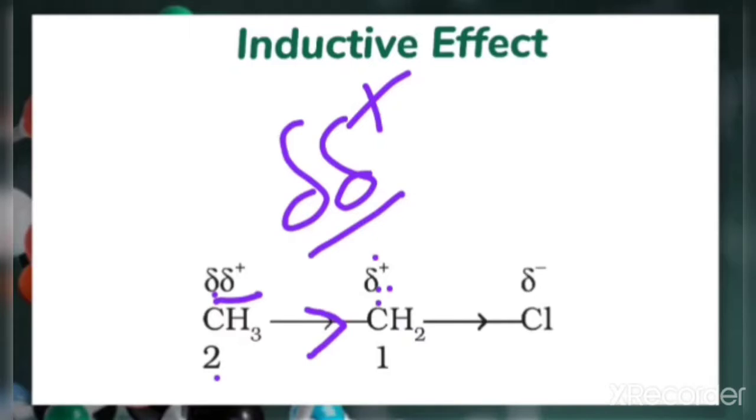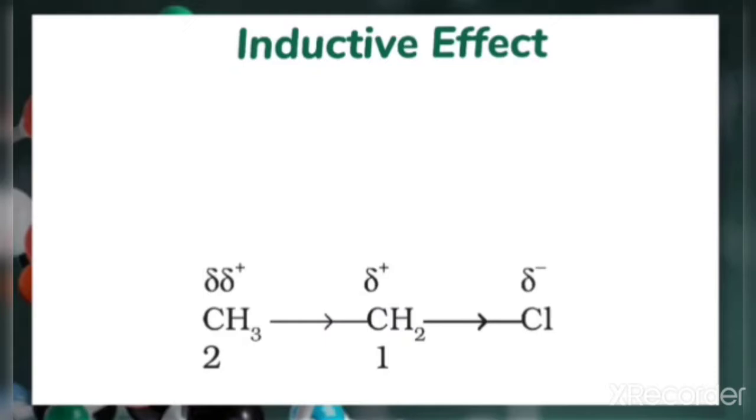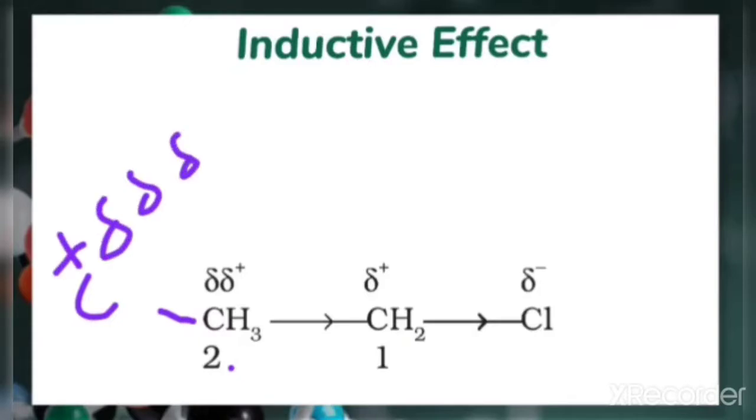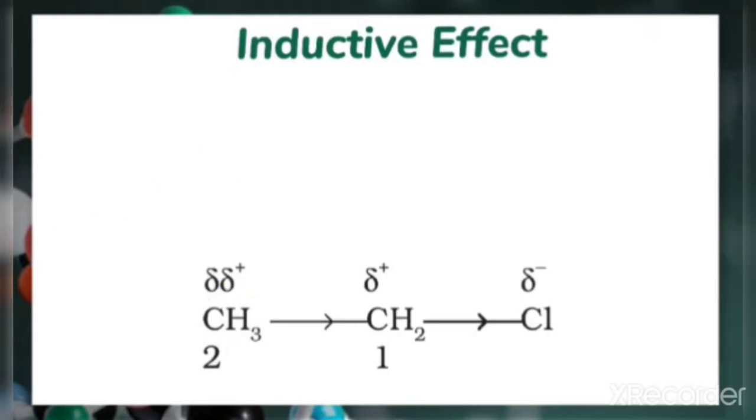So here again we can say that a partial positive charge is developed, and further when there is another carbon here, again there will be a partial positive charge, so in that we'll be writing triple delta with positive charge, which is a relatively smaller charge compared to 2 delta positive.